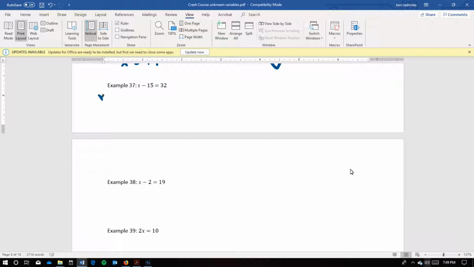All right, in this one, the 15 is being subtracted from the x. So to undo it, I must add it. What I do to one side, I must do to the other. The beauty in this is that negative 15 plus 15, if I owe $15, but I have $15 in my pocket, that means I break even, they go to 0. They cancel each other out still, and all I'm left with is x. 32 plus 15 is going to give me 47.